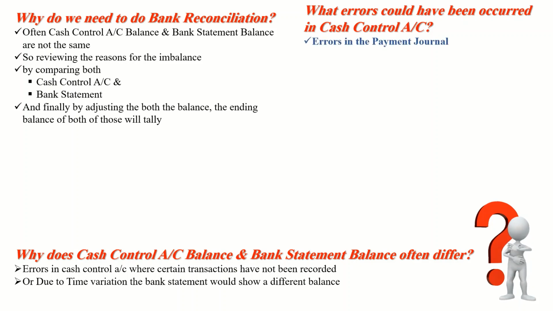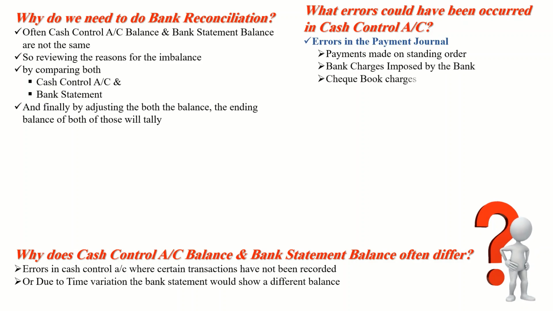First, let's have a look at the errors and omissions made in the payment journal. Payment made on standing orders: these are orders where we direct the bank to pay certain expenses on behalf of the business. Next, bank charges and checkbook charges. These charges will be deducted directly from our account, so the company would have missed recording these charges. Next is interest charges. If there is an overdraft in your current account, the bank might charge interest, which will also be directly deducted from your account. And finally, mistakes made by the business.